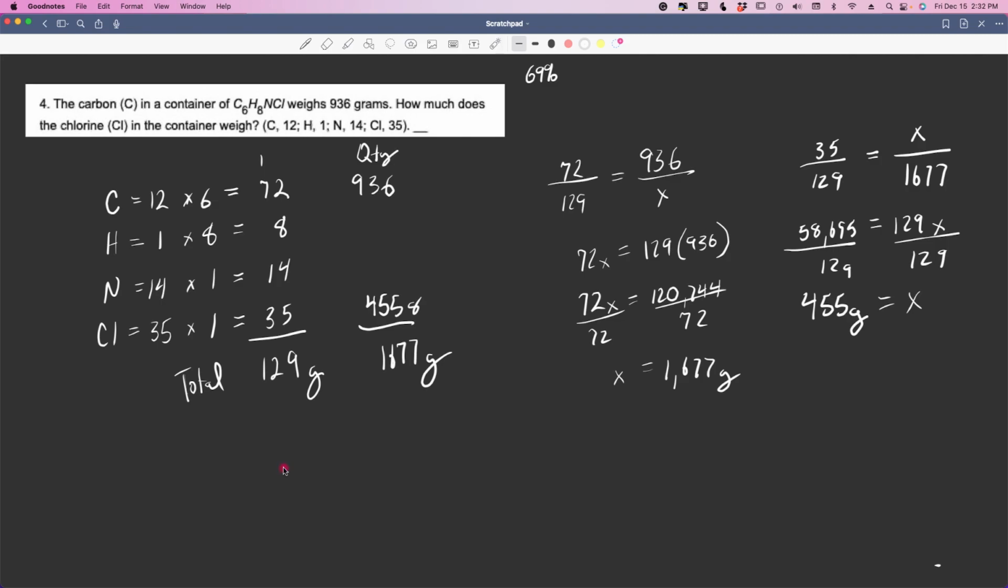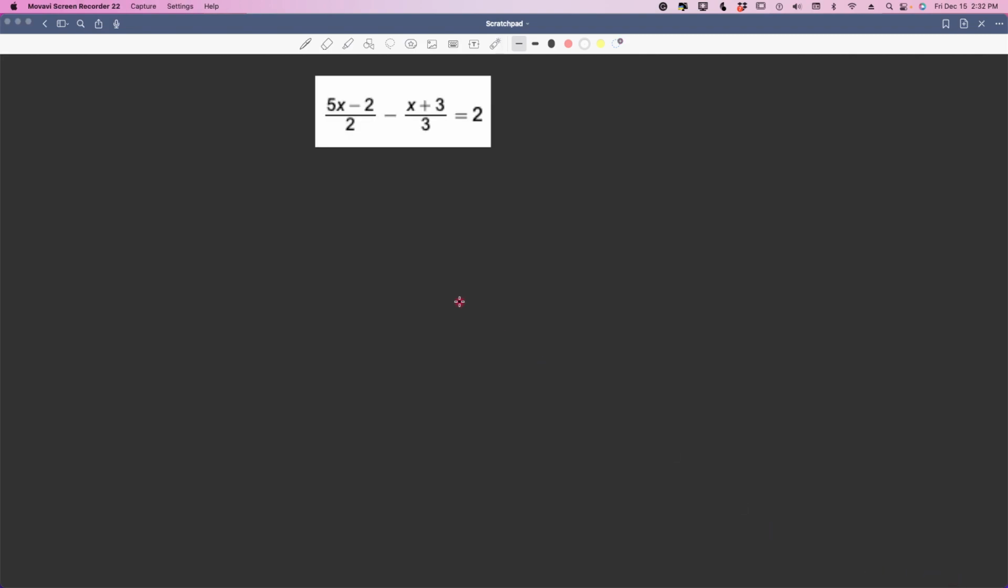And that was number 4. Let's look at the next problem. All right, this is another 69%. Means 11 of you got this one right. This just said to solve, so we're solving for x.